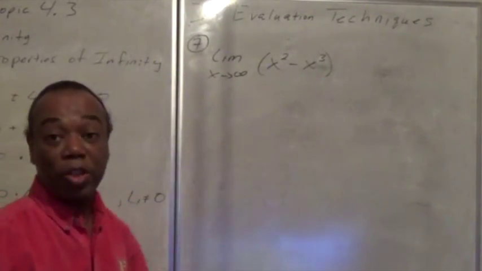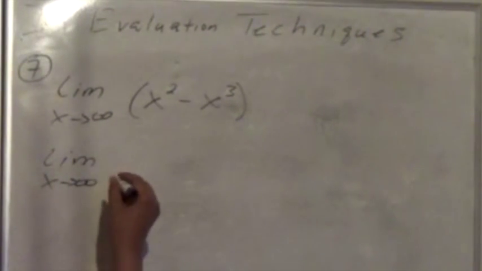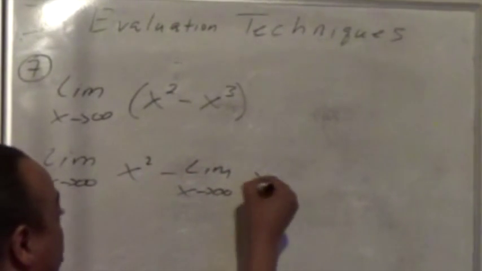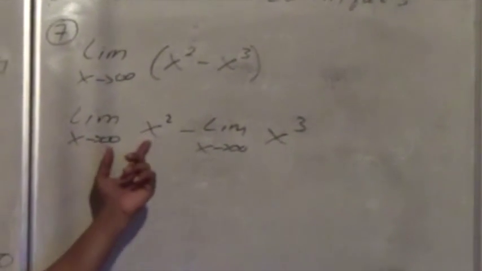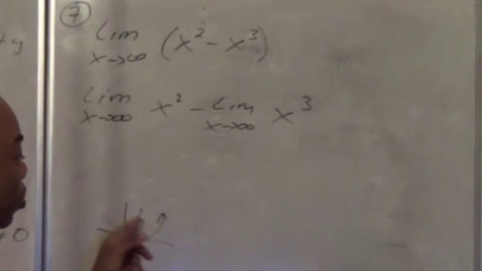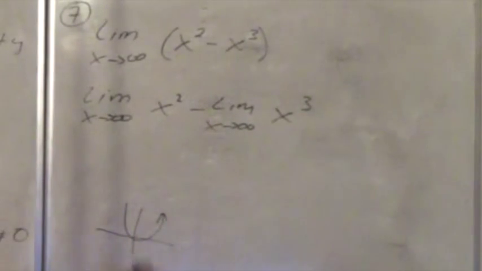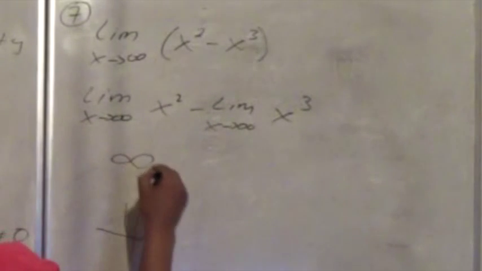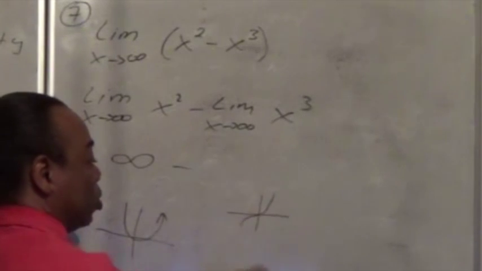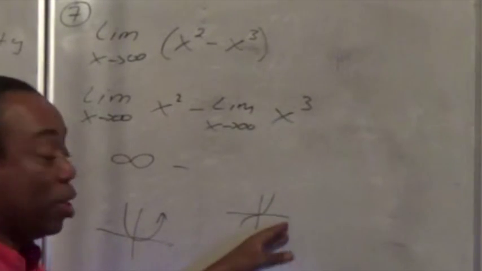If I were to take the limit of both of these functions, this is what I would get. The limit as x approaches positive infinity of x squared minus the limit as x approaches positive infinity of x cubed. Okay, the x squared function is basically this way. As I go out to positive infinity, these values keep going up, so positive infinity. And the x cubed function looks like this. And as I go out to positive infinity, I also get positive infinity from my values.